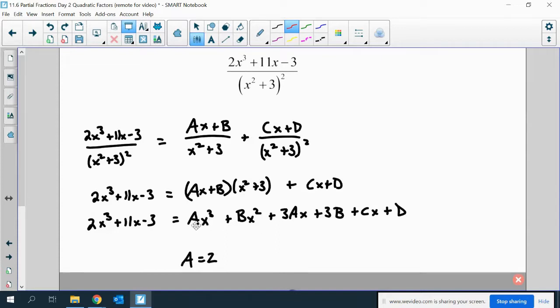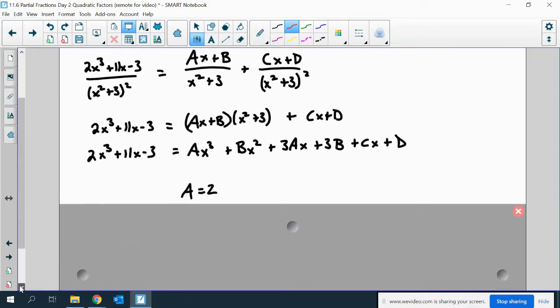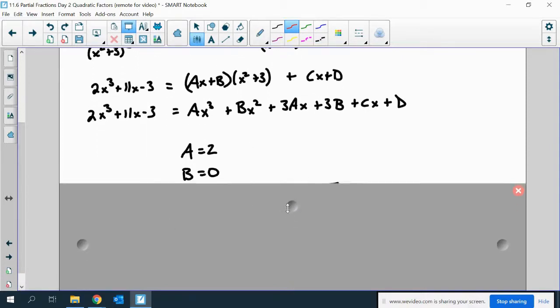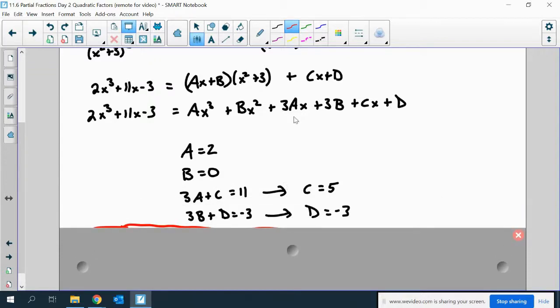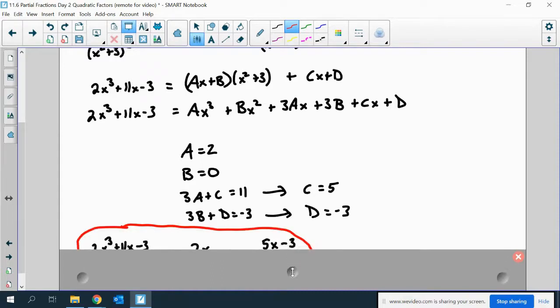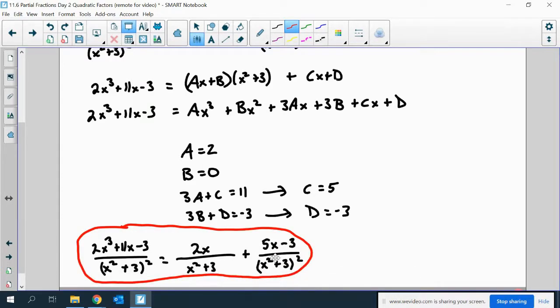And then I would notice that the only x cubed term is a, so that has to equal 2. Then the only x squared term is b, so that has to equal 0. And then I have 3a and c both have x coefficient, or are the coefficients of x. That has to add up to 11. And 3b plus d has to add up to -3. And so then you just substitute 2 in for a and 0 in for b, since we already know those, and get c equals 5 and d equals -3. And so that is our final answer. 2x over x squared plus 3 plus 5x minus 3 over x squared plus 3, the quantity squared.